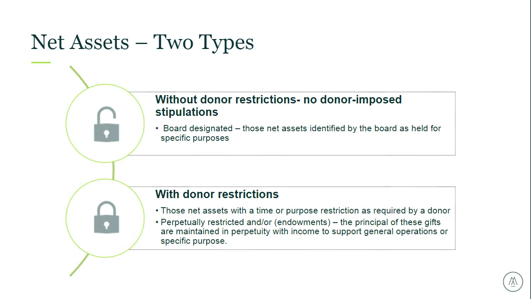From time to time, we will see boards of not-for-profit organizations restrict certain net assets. Sometimes it's for their own operating reserves. Sometimes it's for an endowment. Sometimes it could be just for a capital project. Those are, I said restricted, they are designated.